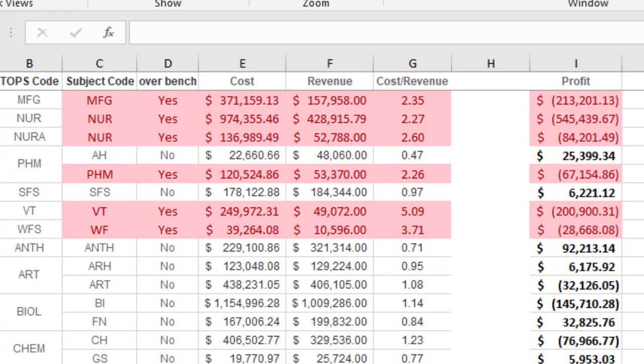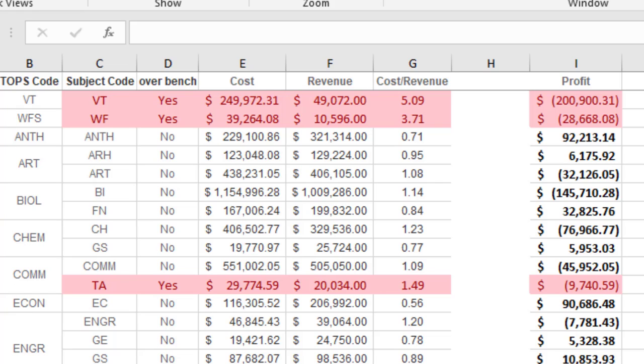You can scroll down and see how it applies to the transfer programs too. I mean, the first one that jumps out at me here is theater arts. Theater arts got flagged, but look at the negative. It's negative $9,700. That's it. That's a blip on the budgetary radar. But that's a check mark against the benchmark threshold, one of the 3 that theater arts would get.